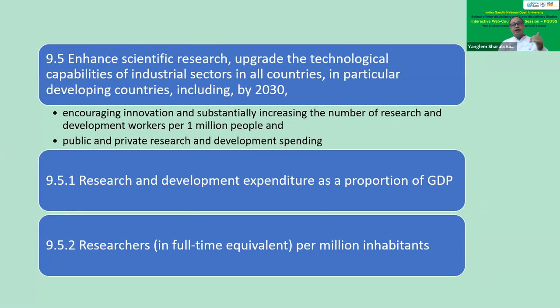In the same way, goal 9, target 5 talks about enhancing scientific research and upgrading the technological capabilities of industrial sectors in all countries, in particular developing countries. To look into these targets, the indicators are research and development expenditure as a proportion of GDP. That's why we're talking about how in India we are not spending so much on research, so we need to improve in that way. That's why academic scientists and policy planners are also talking about it. Then researchers in full-time equivalent per million inhabitants. See, these are some of the indicators.